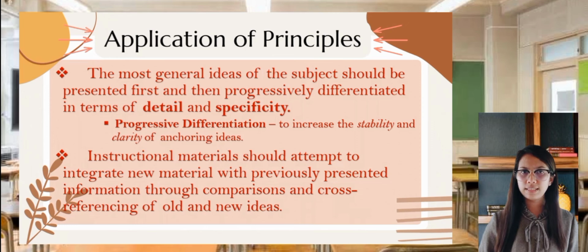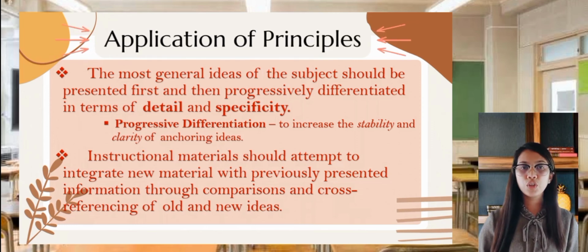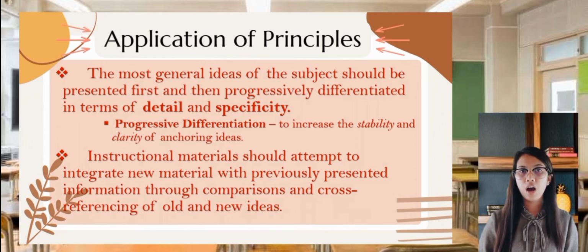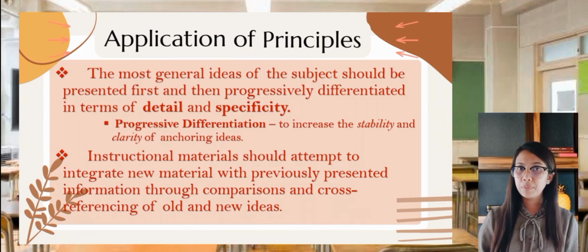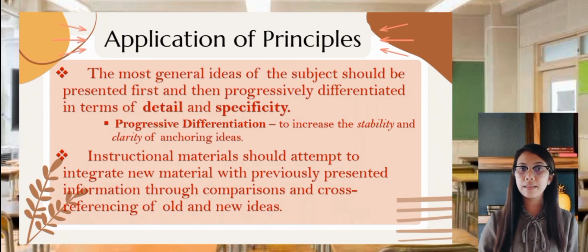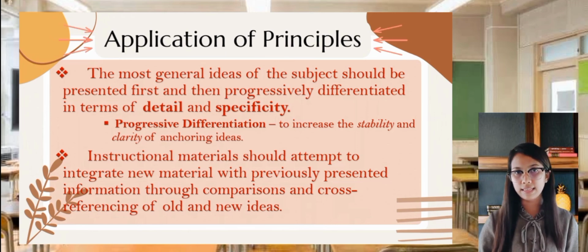The first one is that the most general ideas of the subject should be presented first and then progressively differentiated in terms of details and specificity. Ausubel called this progressive differentiation. He said that the purpose of progressive differentiation is to increase the stability and the clarity of each anchoring idea.